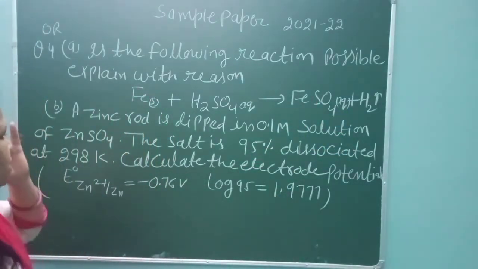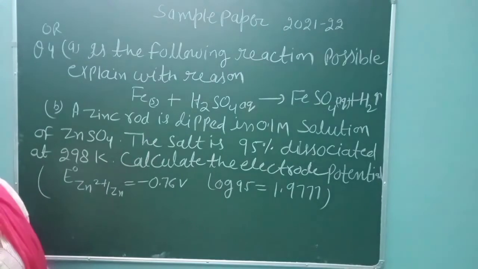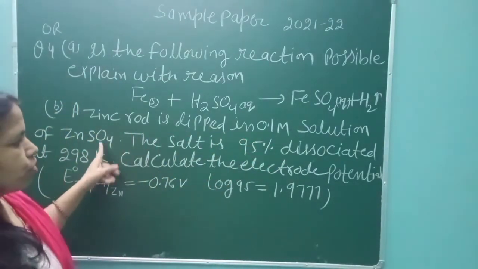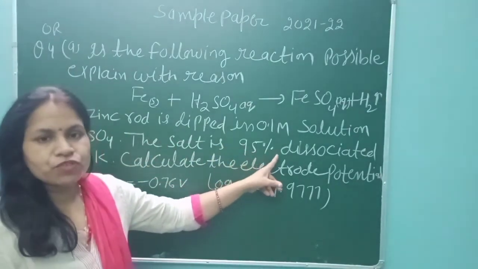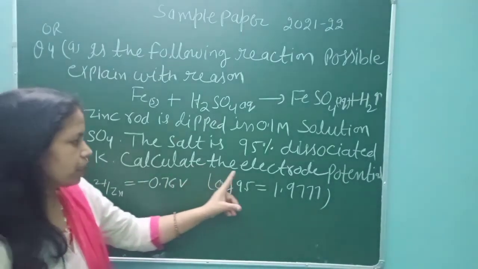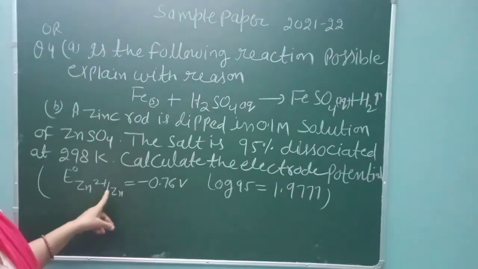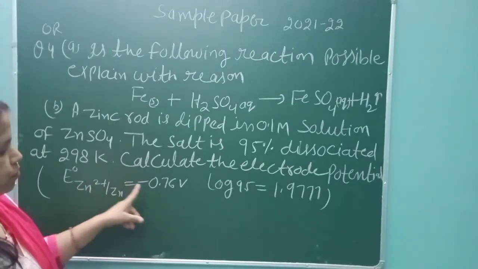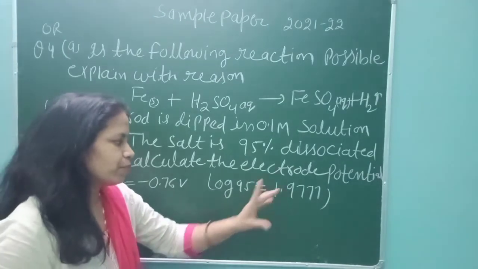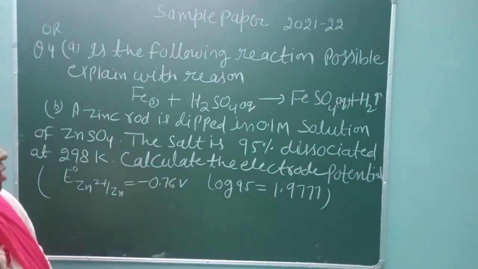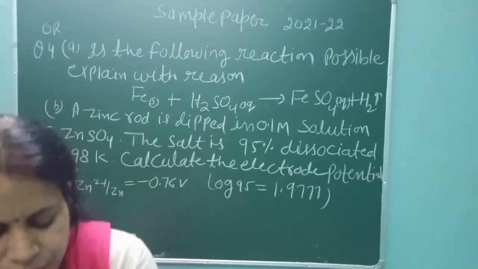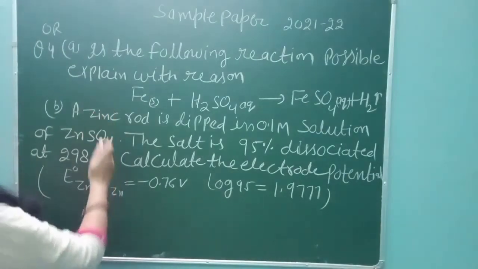And what is the B part? A zinc rod is dipped in a 0.1 M solution of ZnSO4. The salt is 95% dissociated at 298 Kelvin temperature. Calculate the electrode potential, given the standard electrode potential of zinc is minus 0.76 volt and log 95 equal to 1.977. So how to explain this question? Let's see the answer.